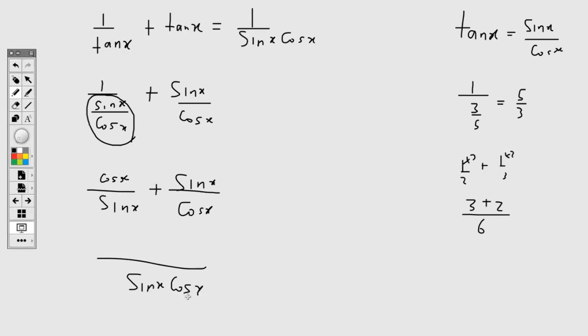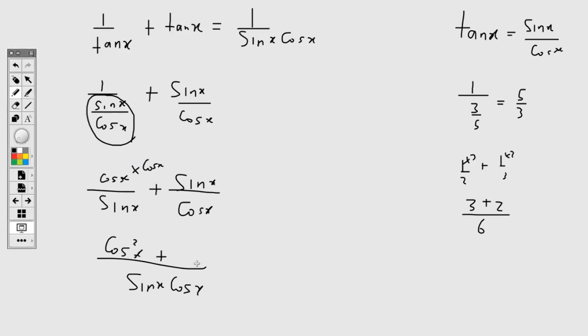Same concept here. Sin x into the denominator, this sin x will cancel, so I'm left with cos x. So we're going to multiply cos x times cos x here. And when you multiply the same trig function, you get the square. So this becomes cos square x.